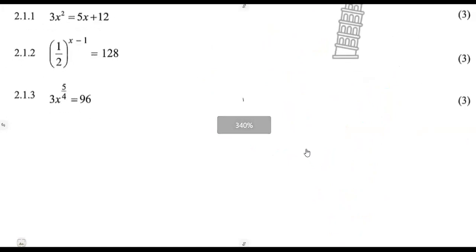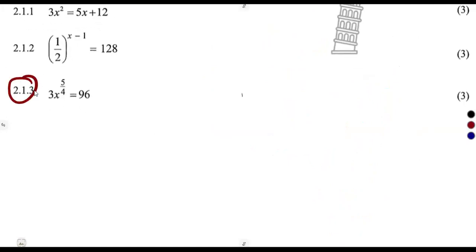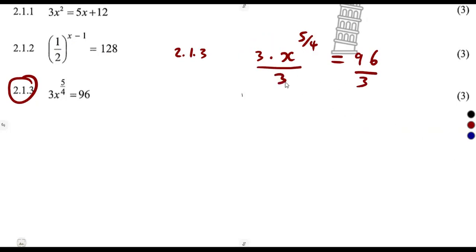So this is it. 2.13. We are now given again to solve for x. This is 3 times x to the exponent of 5 over 4, which is equal to 96. This is a product. So let's start by getting rid of this 3, guys. It's just a product. So remove this by what? Dividing by it. Divide by 3 both sides. x to the exponent of 5 over 4 is equal to what? 96 divided by 3 is going to give us 32.